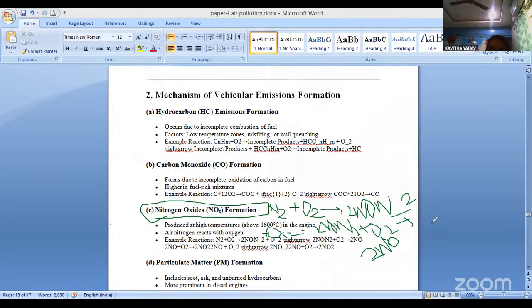When the engine temperature is above 1600 degrees centigrade, the air nitrogen can react with the oxygen and nitrogen oxides will be formed. Then coming to the next one, particulate matter formations.